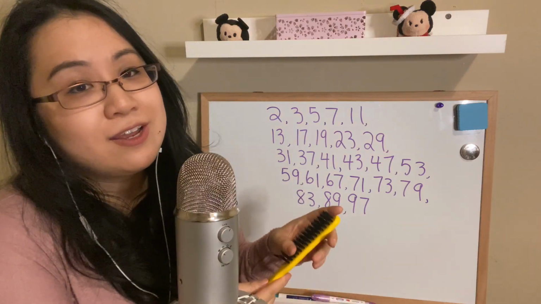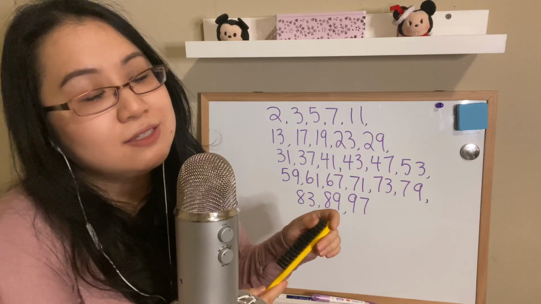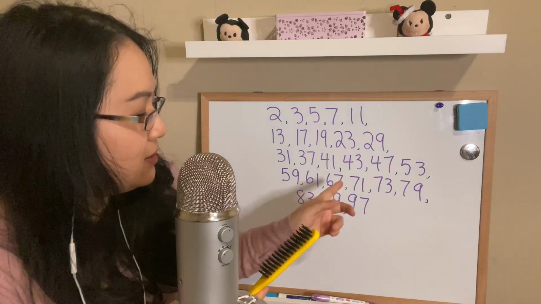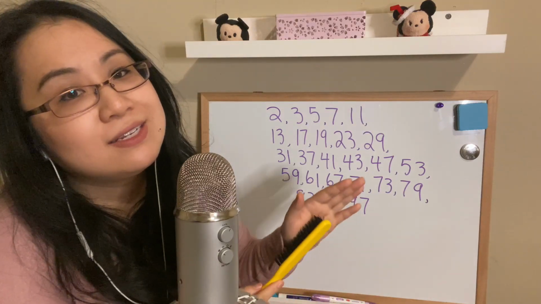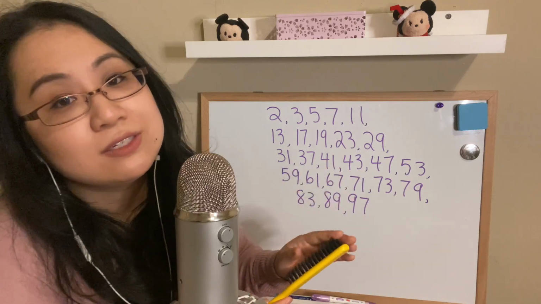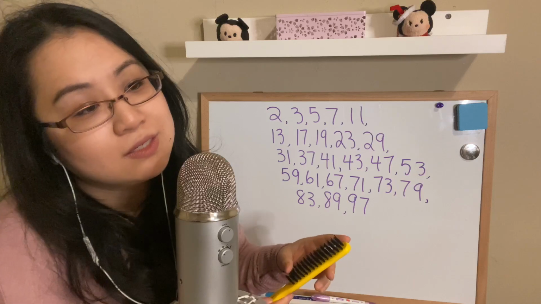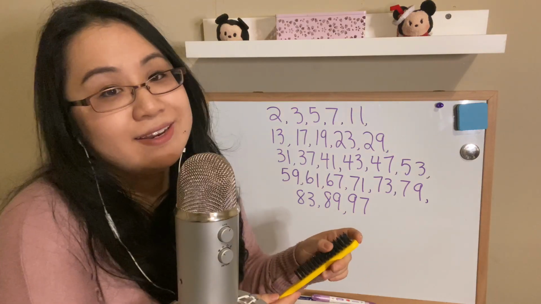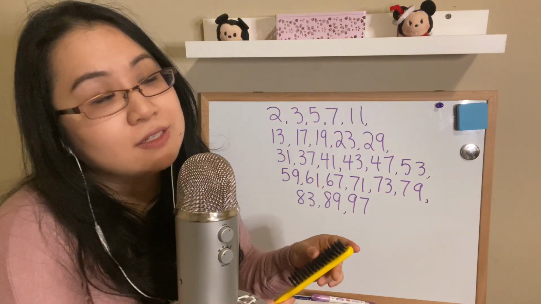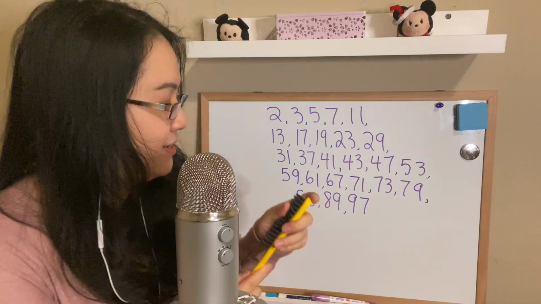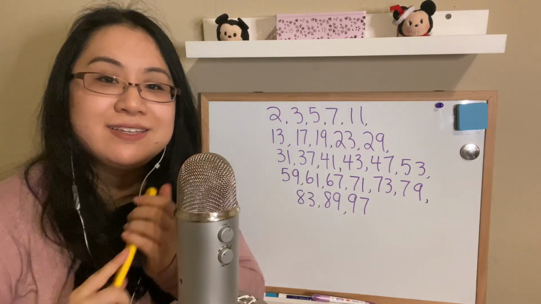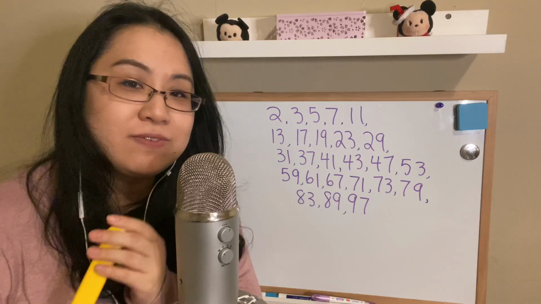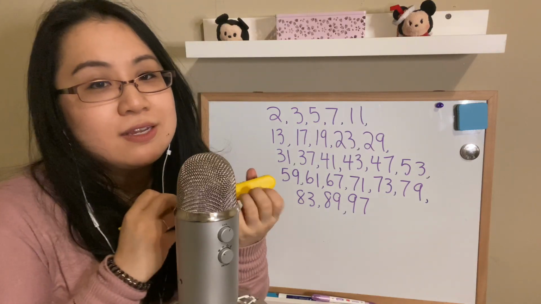65 is 5 times 13. 66 is 2 times 3 times 11, because it's 6 times 11. 67's prime. 68 is 4 times 17, so 2 squared times 17. 70 is 2 times 35, so 2 times 5 times 7.